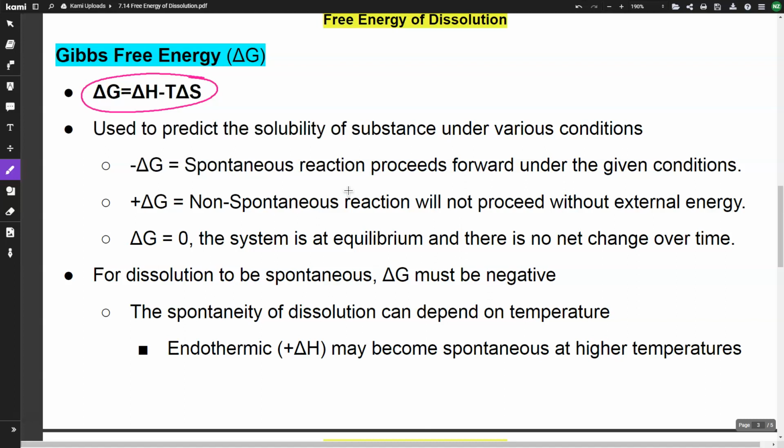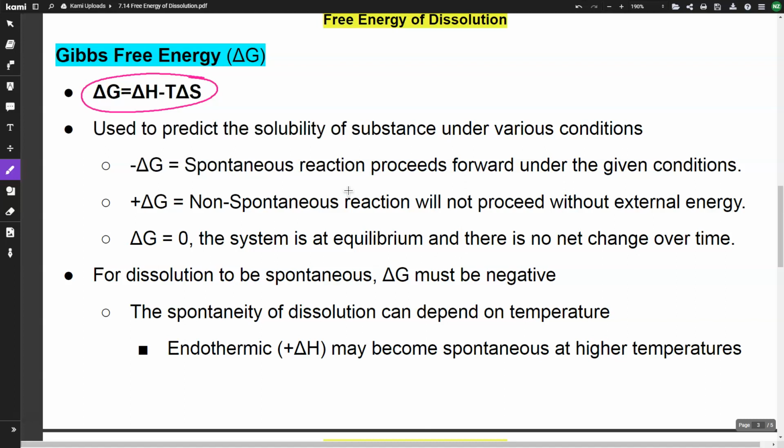If your delta G value is positive, it is non-spontaneous. So it's not going to happen without a little bit of a push. It needs external energy to happen. If delta G is equal to 0, the system is at equilibrium and there's no net change in reaction rates over time. For dissolution to be spontaneous, again, delta G must be negative.